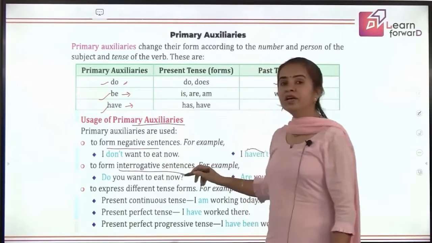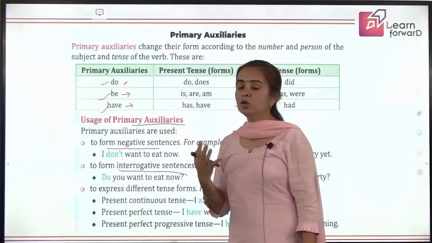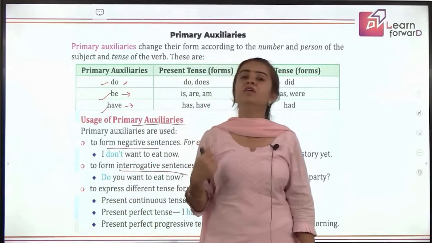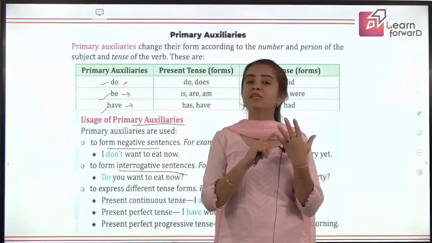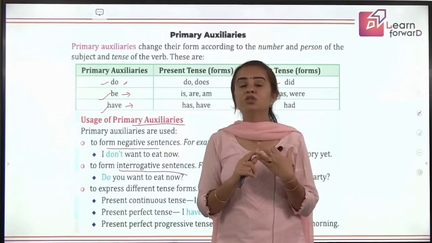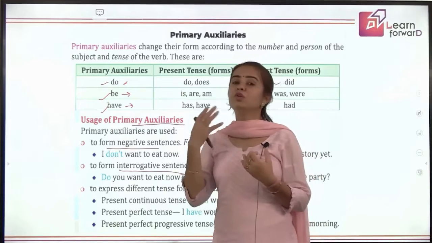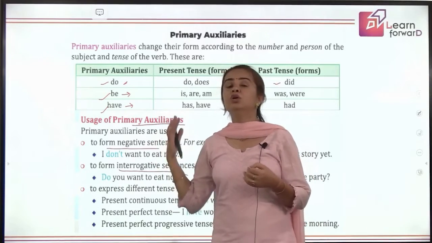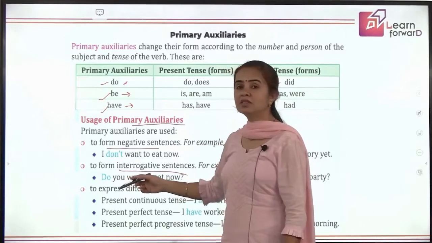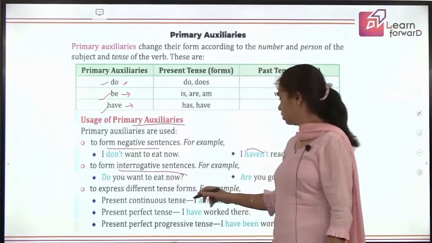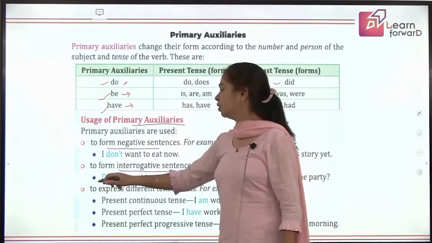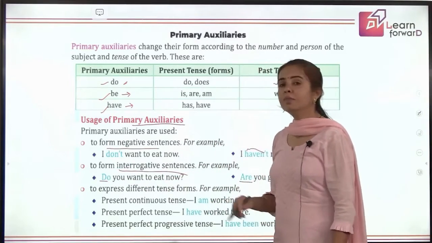To form interrogative sentences also. I told you how important the helping verbs are when you have to make the sentences negative or interrogative. They are so important that in simple present and simple past, you don't have any helping verb in the verb structure. Still, because you need them, we introduce the helping verb from our side. This is where your do form of auxiliary verb, the primary auxiliary, helps. So when you say the sentences in interrogative, you say, do you want to eat now? Are you going to the party? This is where you use your helping verbs, the primary auxiliaries.